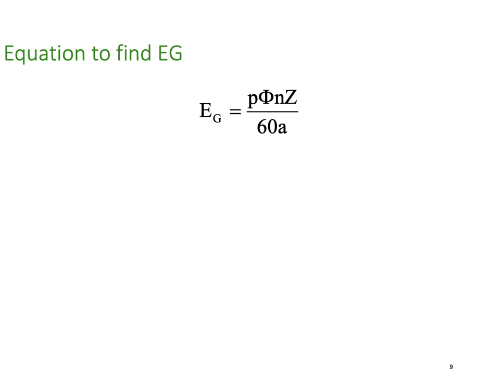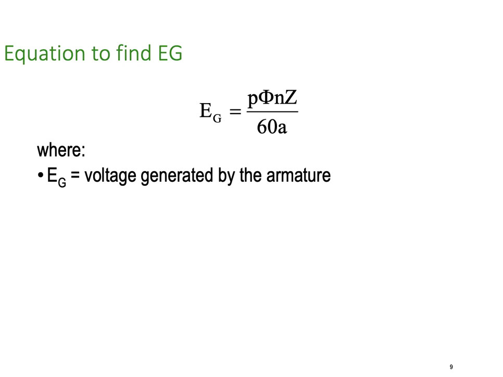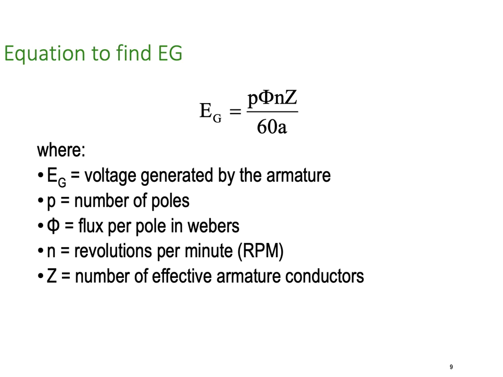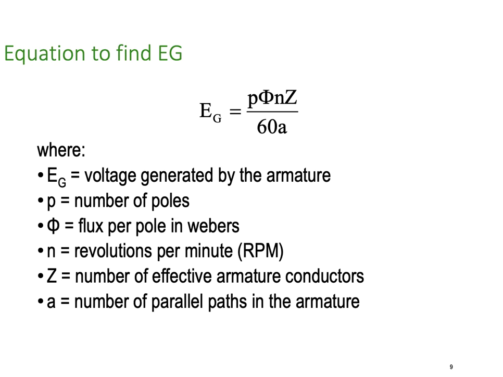So let's find out what each of those things is. EG is the voltage generated at the armature. So our E subscript G, voltage generated at the armature. The P is the number of poles on the armature. Phi is the flux per pole in Webers. So how many Webers have we got going through? How many lines of flux are there? How quickly is it spinning? N is revolutions per minute, RPM. Z is the number of effective armature conductors. A is the number of parallel paths in the armature. Again, how the armature itself is wired. Before we go on, the 60.